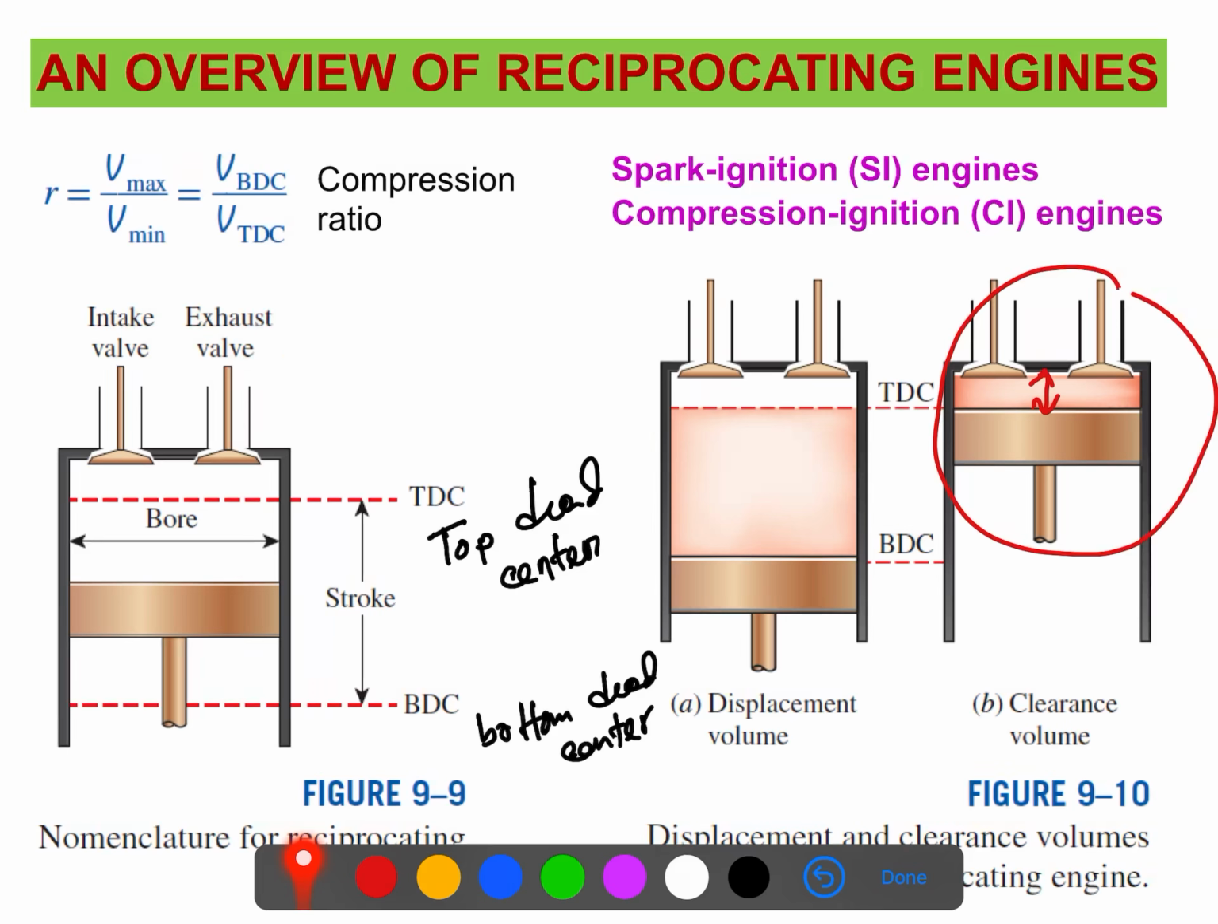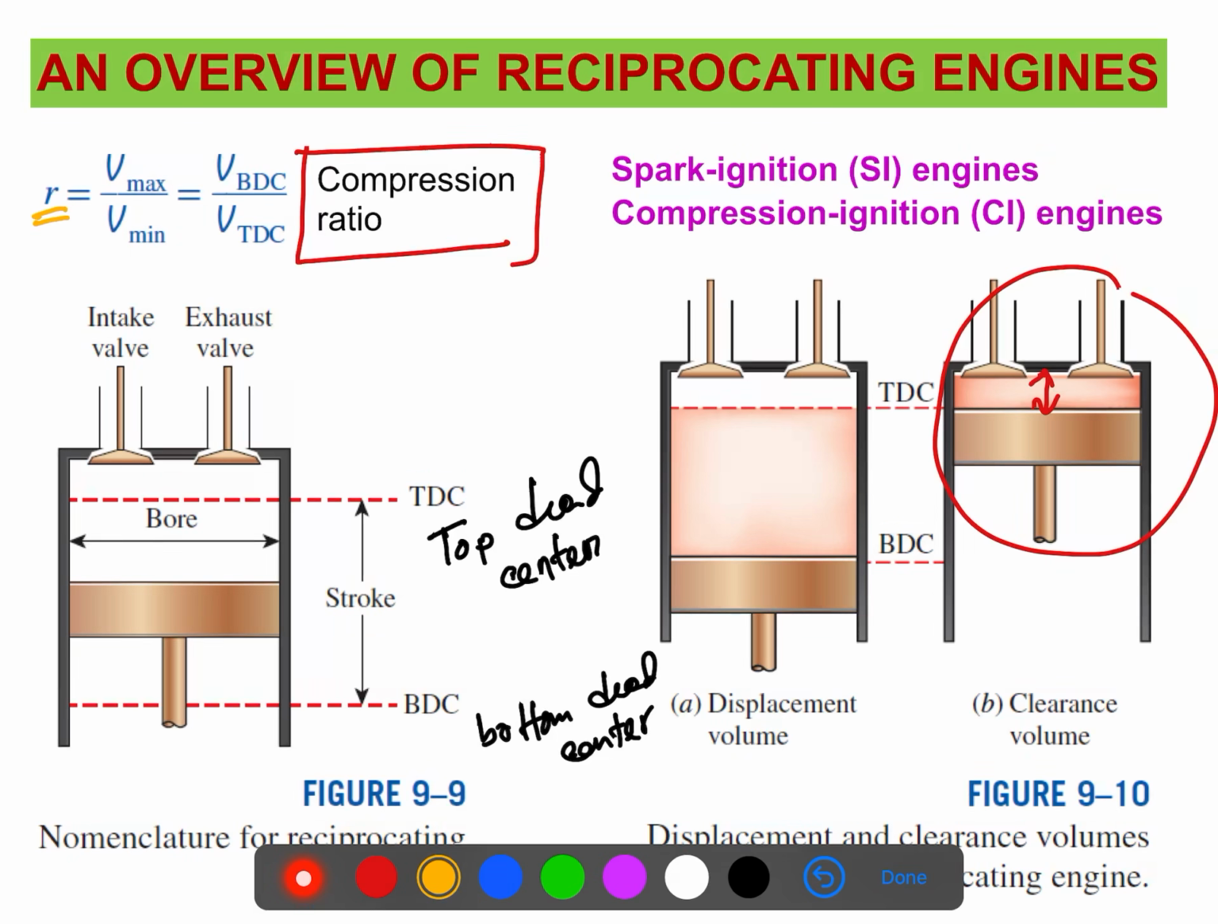Now, during compression, the volume will decrease. In other words, we can say this is the clearance volume. During the expansion, the volume expands, and we can say this is the displacement volume. The ratio of the maximum volume, Vmax, to the minimum volume is called the compression ratio, and we usually denote it by the term r. So r is the compression ratio.